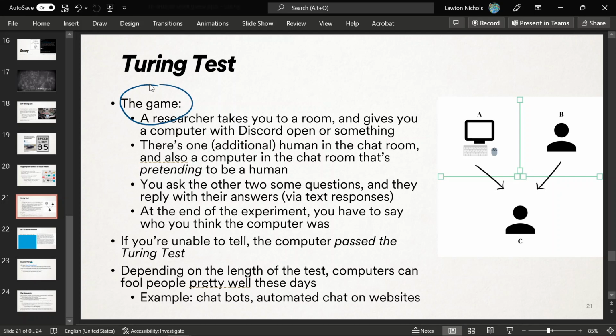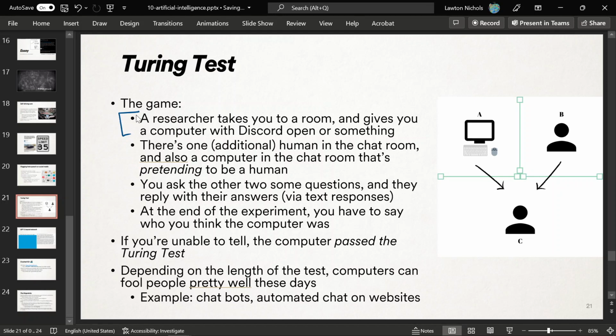Here is the game that you will play, and this will tell us whether or not a computer has matched the ability of pretending to be a human. When a computer has thought well enough to be mistaken for a human, for example. So, here's how you play the Turing test game. Let's say you are the subject of this experiment.